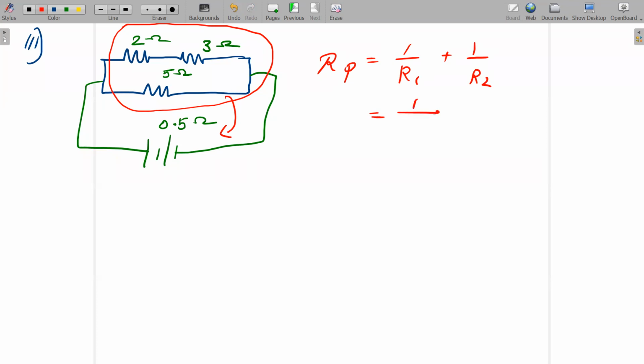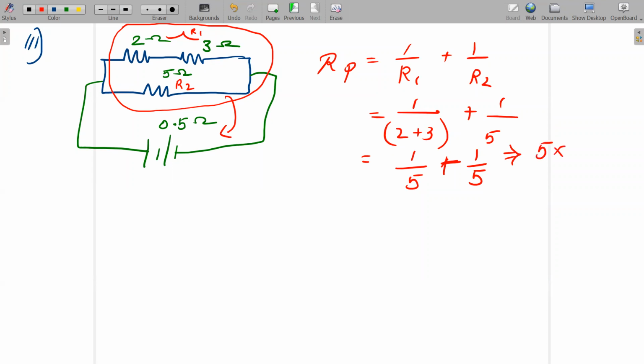So children, here R1 is nothing but 2 plus 3 ohm, right? Plus 1 by R2 is nothing but 5 ohm you can take. R1 is those 2 added, since both of them are in series. So the equation will become 1 by 5 plus 1 by 5. It's easy now: 5 into 5 by 5 plus 5. What is the answer? 2.5 ohm you will get as the answer.